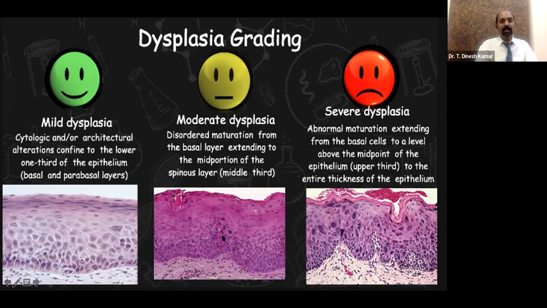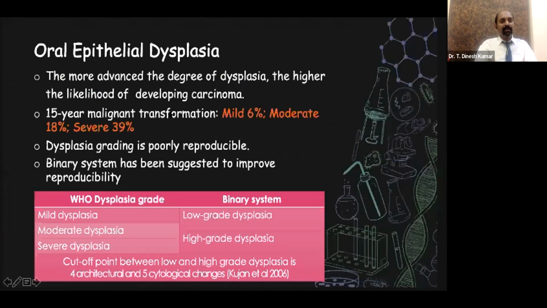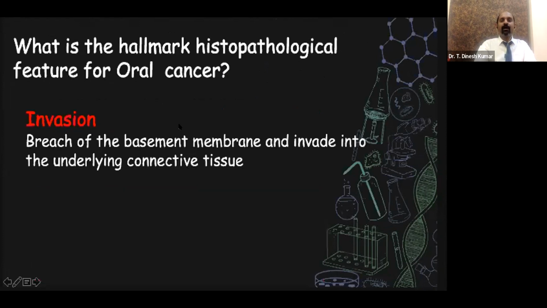If these changes are seen up to the middle 1/3, they are called moderate. And if the changes are seen in the entire epithelium up to the top portion, it is called severe epithelial dysplasia. If you see the malignant transformation rates based on the dysplasia, the highest is for severe dysplasia, which has a 39% chance of turning into malignancy. So this is what I was talking about in the previous slide.